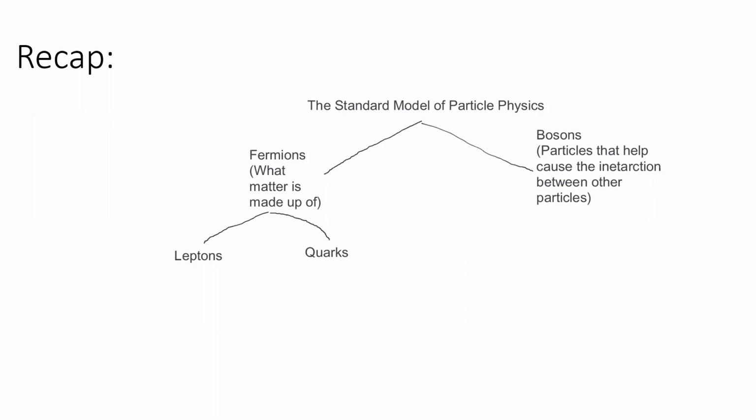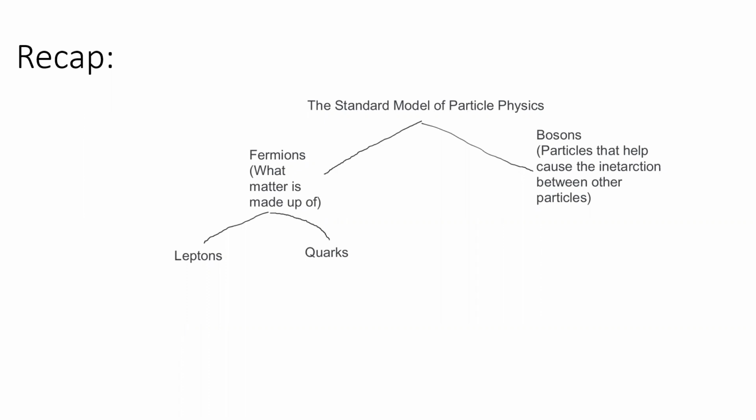The standard model of particle physics talks about two things, fermions and bosons. Fermions are the particles that matter is made up of. Fermions are further divided into two categories, that is leptons and quarks. Now, bosons are the particles that help cause the interaction between other particles.